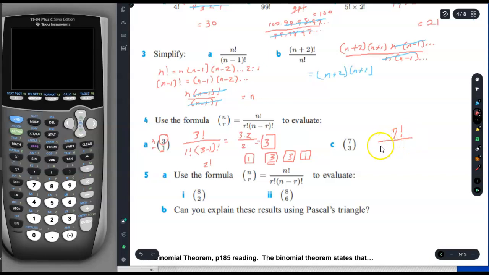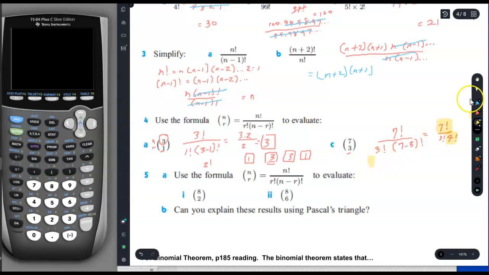So n factorial is 7 factorial. R factorial is going to be 3 factorial. And n minus r factorial is 7 minus 3 factorial. Okay? If we wrote this out, instead of 7 minus 3, we would put 4 factorial. So we'd have 7 factorial divided by 3 factorial times 4 factorial. Okay? When you simplify this, the best thing to do is to cancel out the 7 factorial with the biggest factorial on the bottom, 4 factorial, and that'll leave the fewest remaining factors.